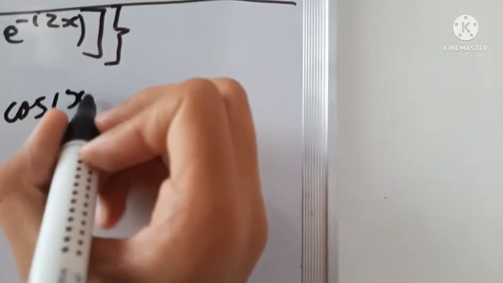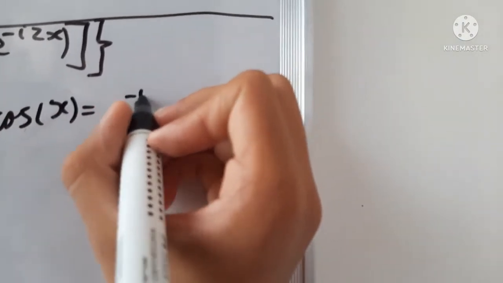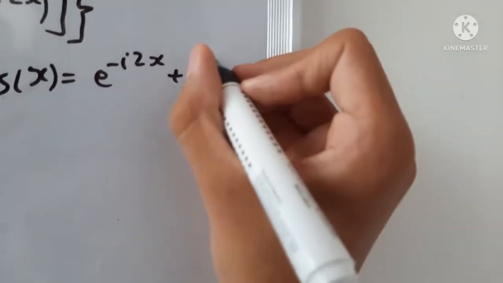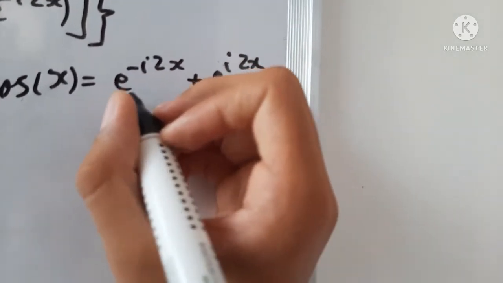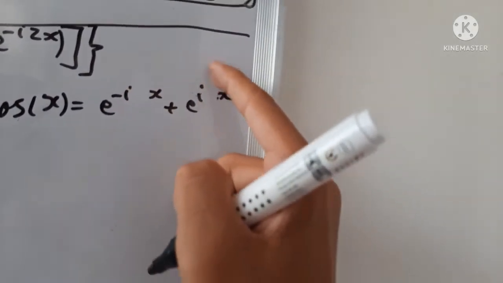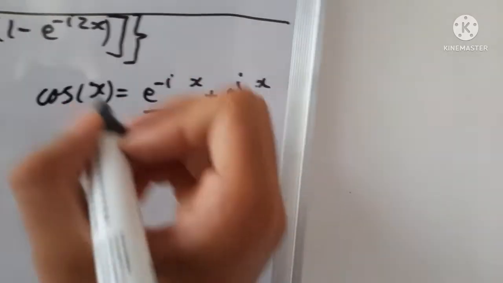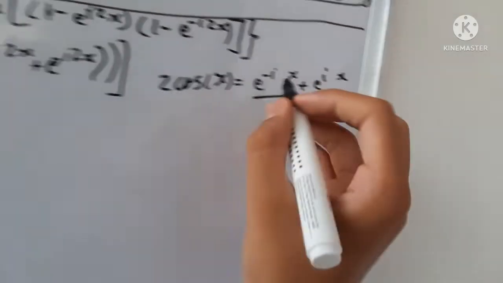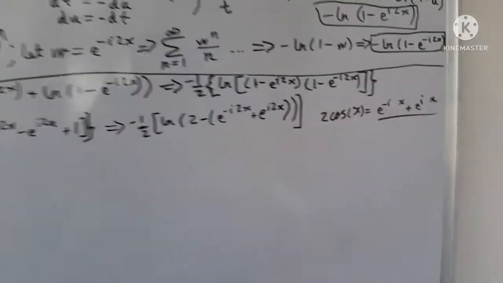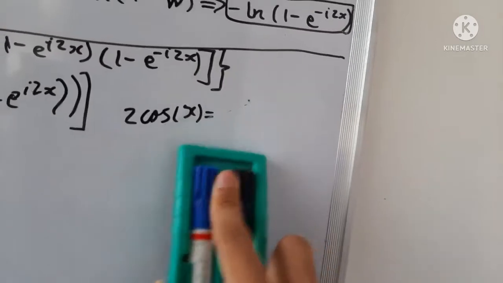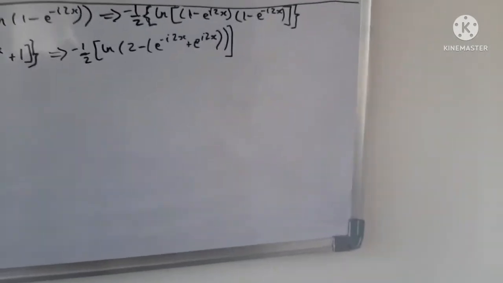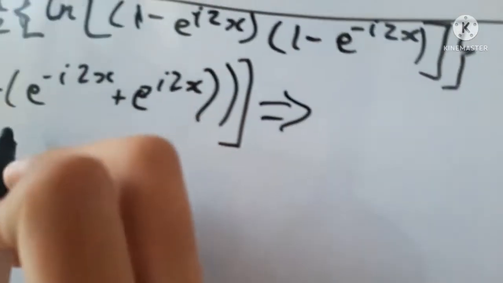Cosine of x is equal to e to the minus ix plus e to the ix, right, not 2. I remove that 2 upon 2, so we multiply both sides by 2. We get 2, and then this stuff, and this stuff is the stuff we have here. So basically it's 2 times cosine of 2x is what we get for this part, right?